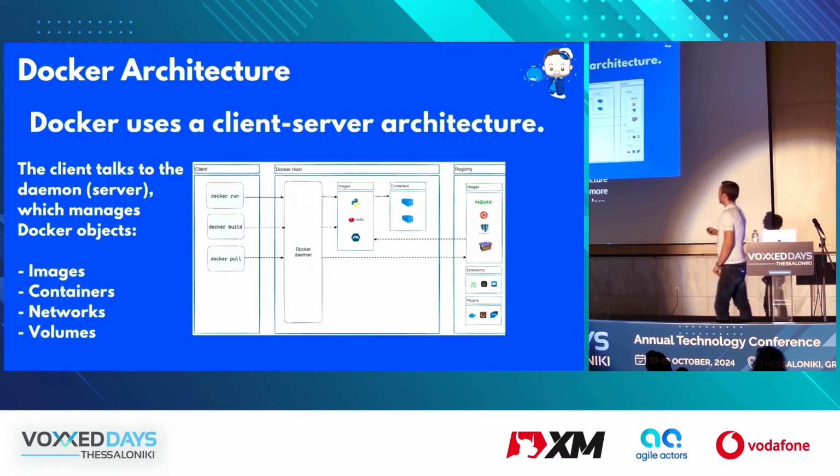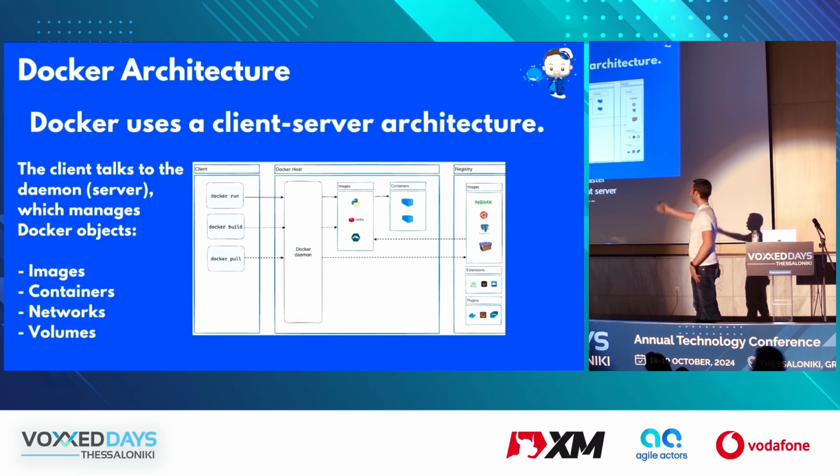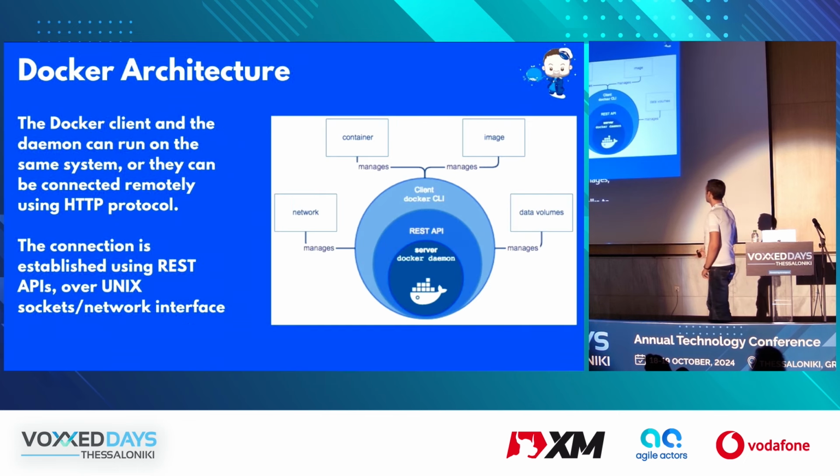And yeah, let's go faster here. So Docker uses this client-server architecture. There are something called Docker objects. Maybe you heard all of them. We'll go very quickly through all of them: images, containers, networks, and volumes. And the client talks to the daemon server, which manages these Docker objects.